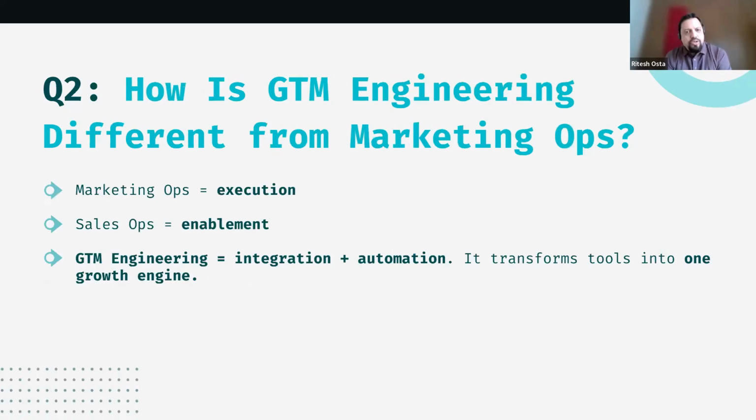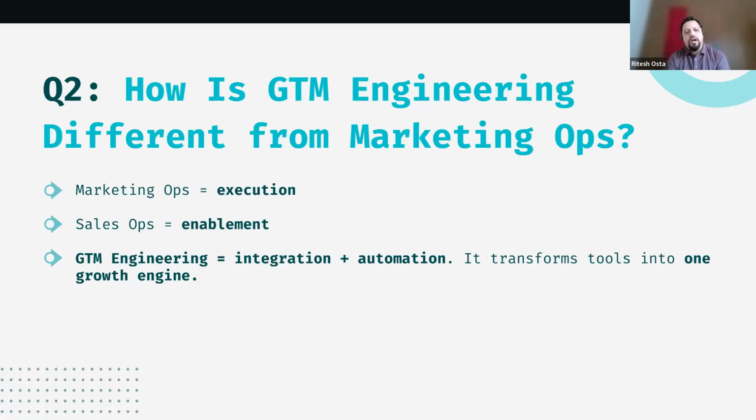So the next question: how is GTM engineering different from marketing ops? I have been part of marketing ops myself. I have been a marketing manager, and a product marketing manager. I have worked with companies full-time and part-time in these roles in the past. Marketing ops is all about execution. It's like project management, correct? If you have a marketing manager, a marketing ops manager, or a product marketing manager, they are possibly working on the execution side of it, getting things done.